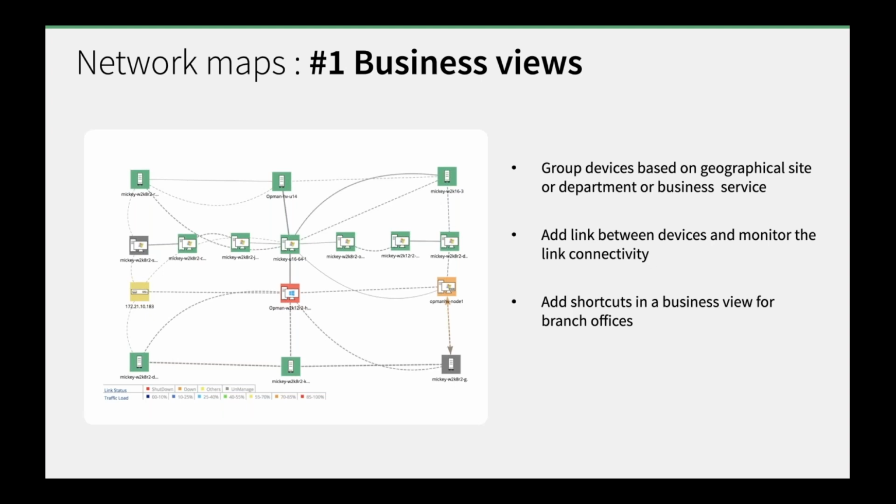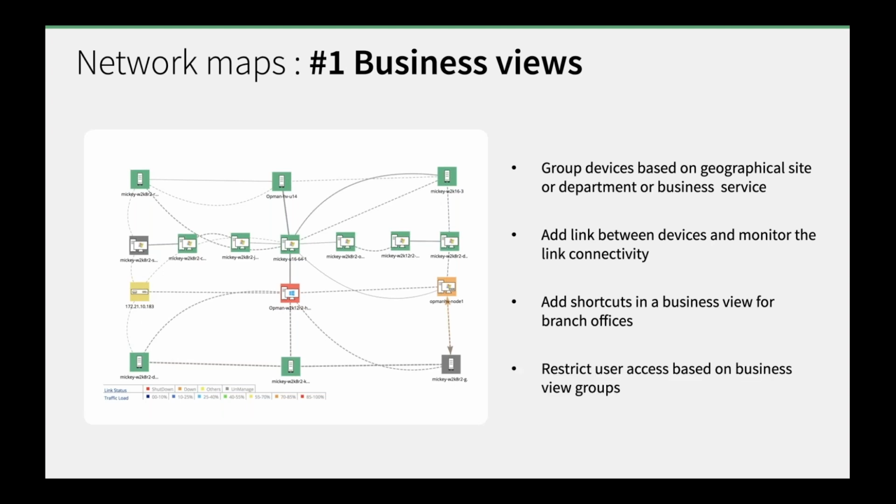For example, say you have multiple branches in New York as well as California or Washington, and you just have to view the devices in New York. You can just create a shortcut for New York, and clicking on the New York icon, you will be able to view the devices that are being monitored under the New York City location.